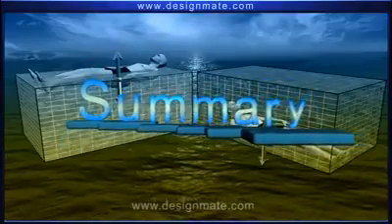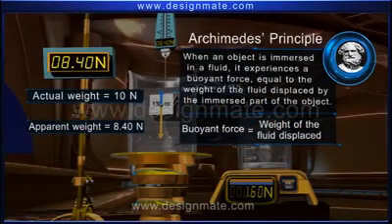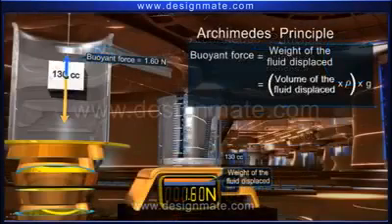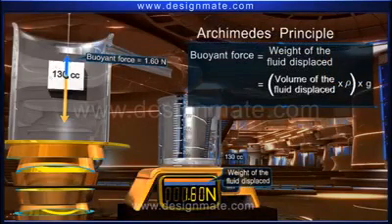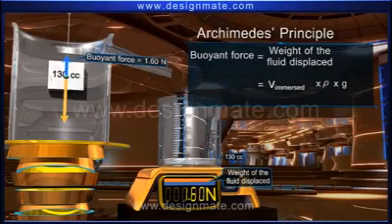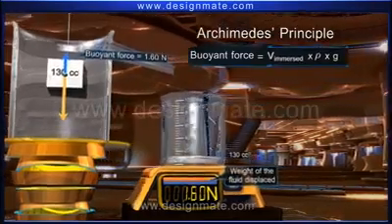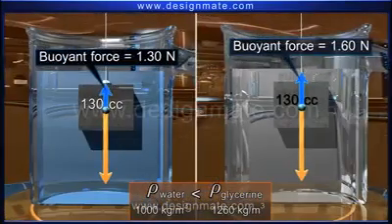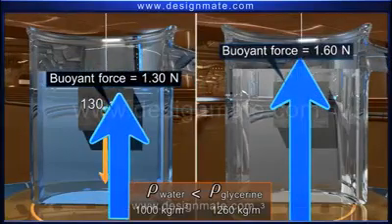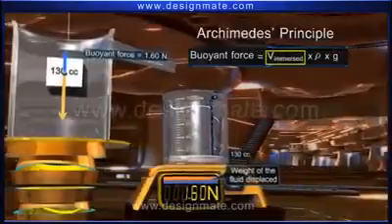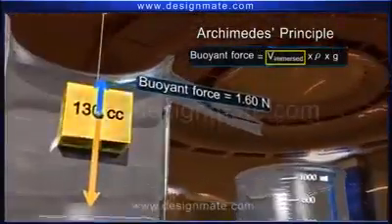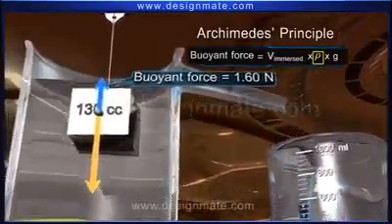Summary: When an object is immersed in a fluid, it experiences a buoyant force equal to the weight of the fluid displaced by its immersed part. This is called Archimedes' principle. The buoyant force is equal to volume of the fluid displaced × ρ × g, which is equal to volume of the immersed part × ρ × g. For the same object, the denser the fluid, the larger is the buoyant force acting on it. The buoyant force depends only on the volume of the immersed part of the object and the density of the fluid.